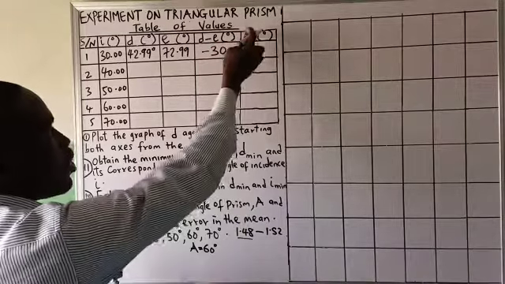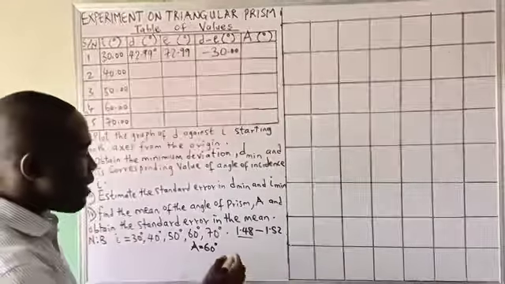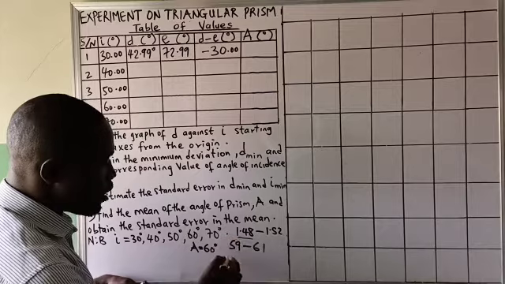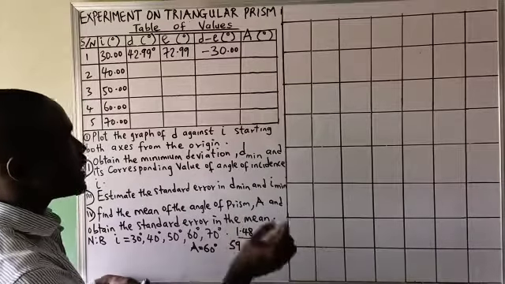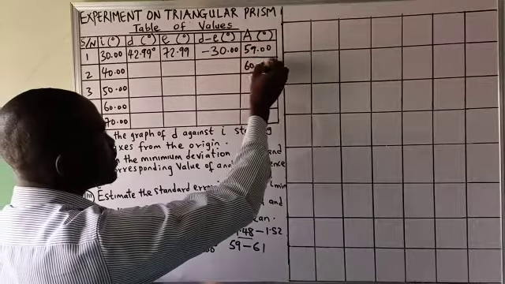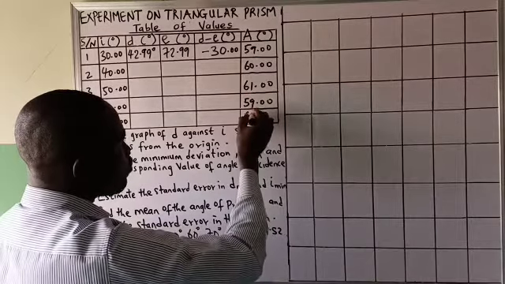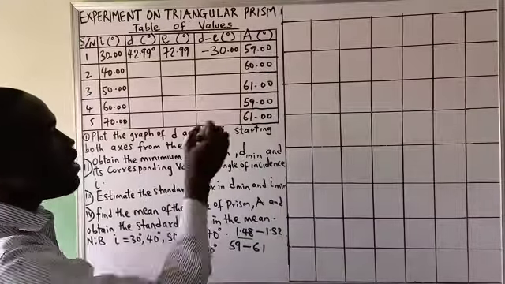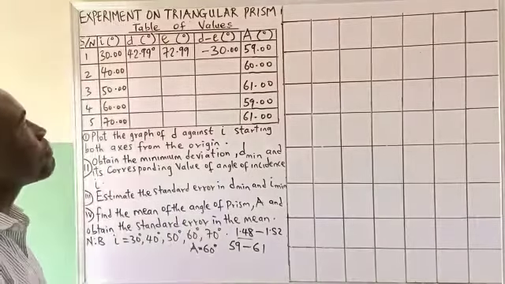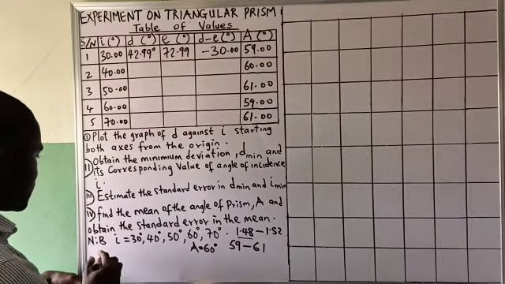That will be giving us minus 30.00. Now your A, since our A is taken to be 60, that means the range will fall between 59 to 61, knowing fully well that the average of it will be giving you 60. So we write 59.00, 60.00, 61.00. When you take the average of 59.00 and 61.00, it will be giving you 60. Okay, then we'll come to the next one, 40.